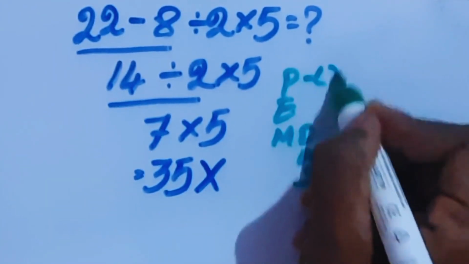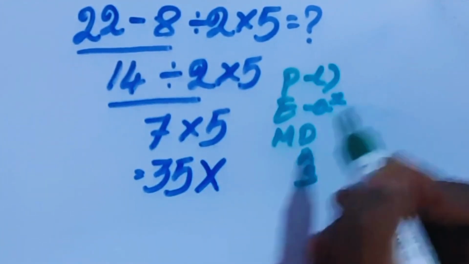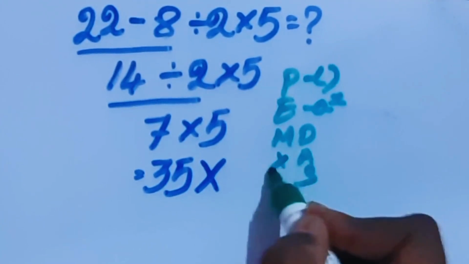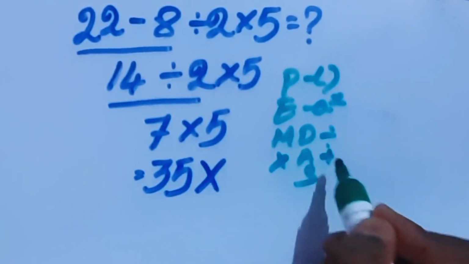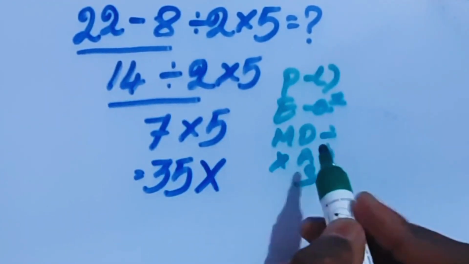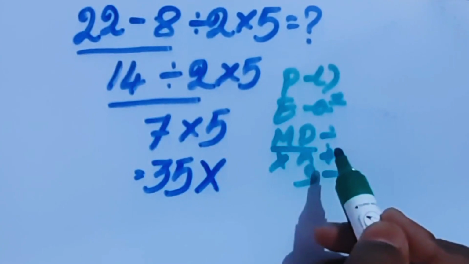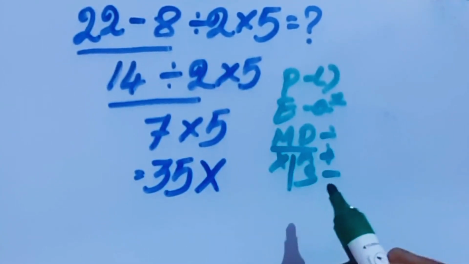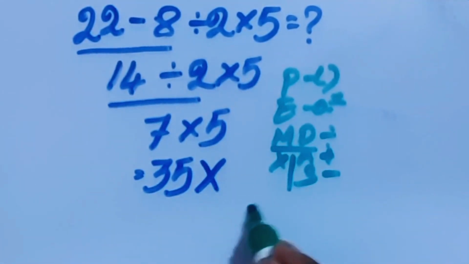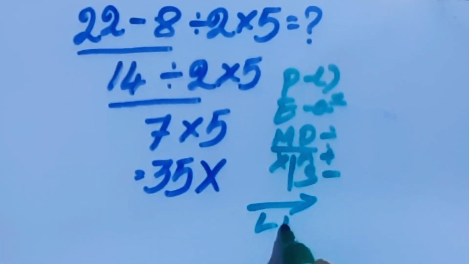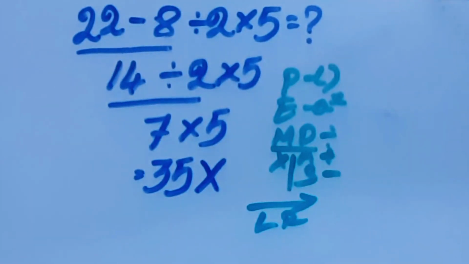As per the order of operations, PEMDAS, here this is brackets, then multiplication, division, addition, subtraction. Multiplication and division have equal priority, and addition and subtraction have equal priority.